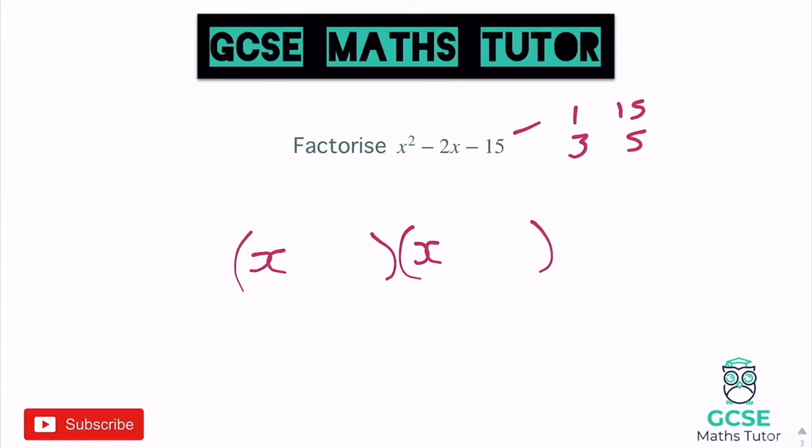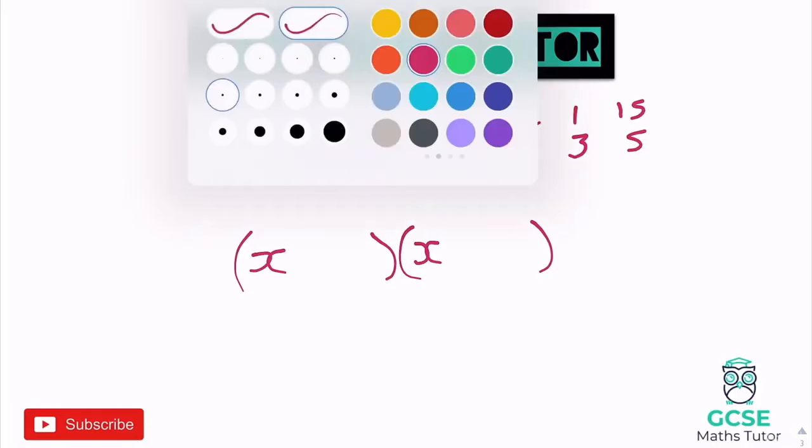Now we've got negative in both of these, so the only options I can have to get a negative 15 at the end, I've got to have one that's positive and one that's negative. Otherwise we're not going to get a negative answer at the end. So let's have a think about that while we're doing it.